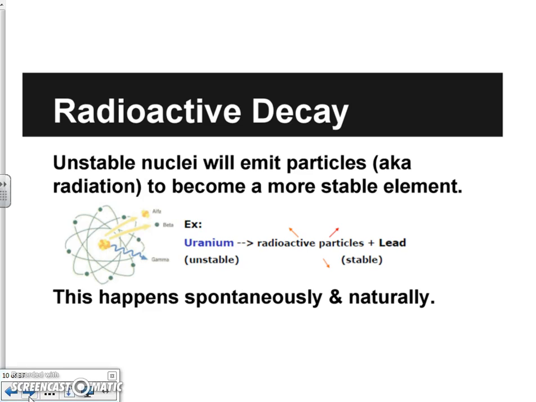Radioactive decay: unstable nuclei, that's the plural of nucleus, will emit particles. This is also called radiation, to become more stable. Like uranium emits these radioactive particles to become lead, which is stable. This is spontaneous, meaning you don't have to prompt it, it just does it naturally. You don't have to do anything to the atom to make it do this.